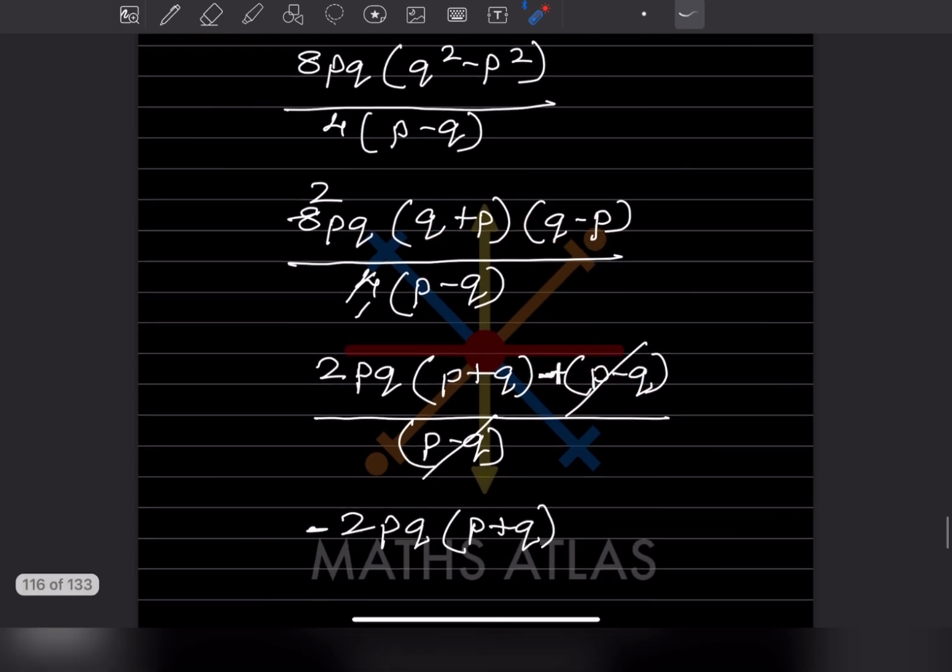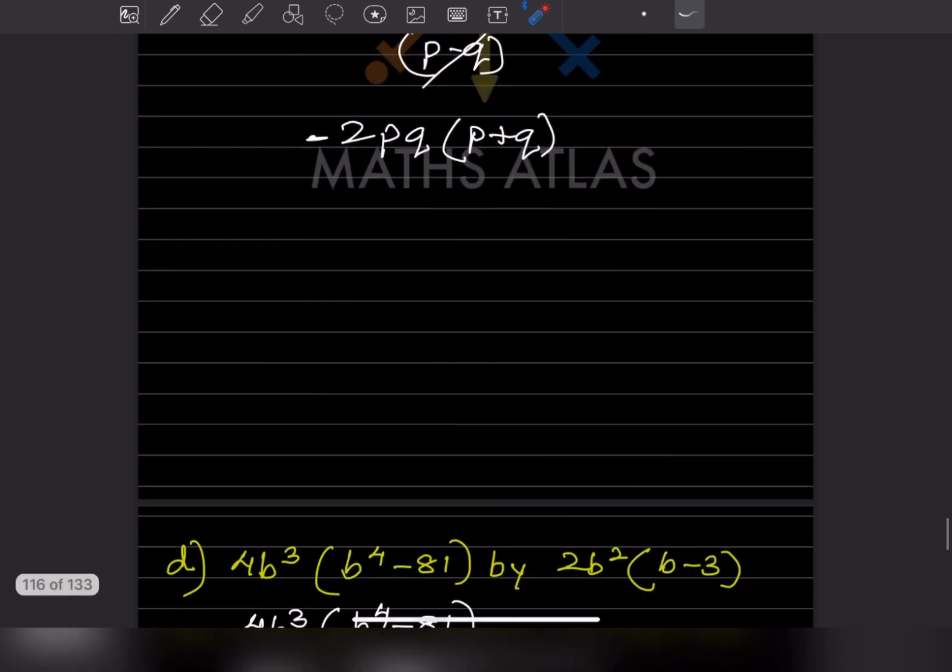Now what you can see here is that the denominator is the same. So we can cancel this p minus q and this p minus q, but here there is a minus, so be careful with this minus sign. So it is minus 2pq over p plus q. So this is the answer.